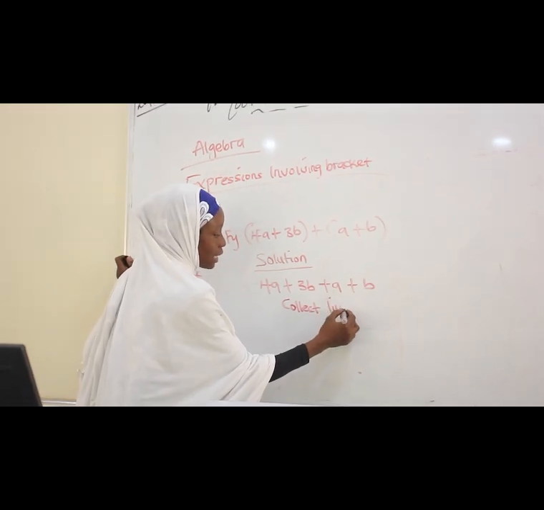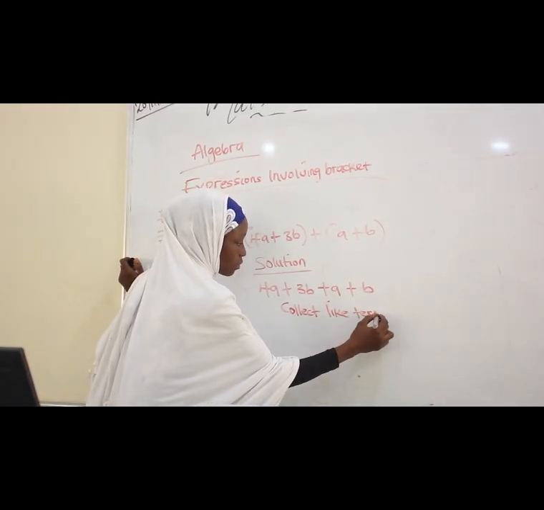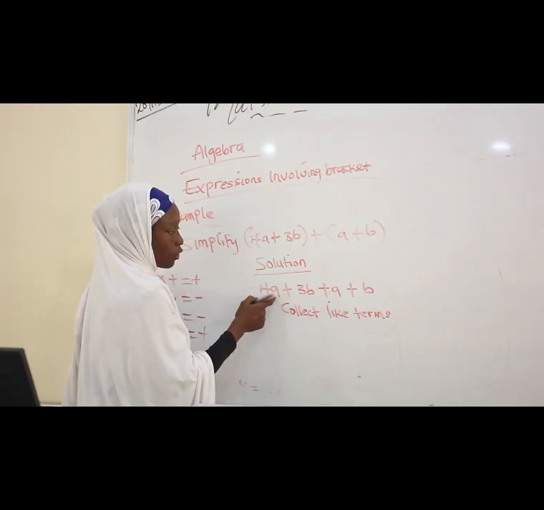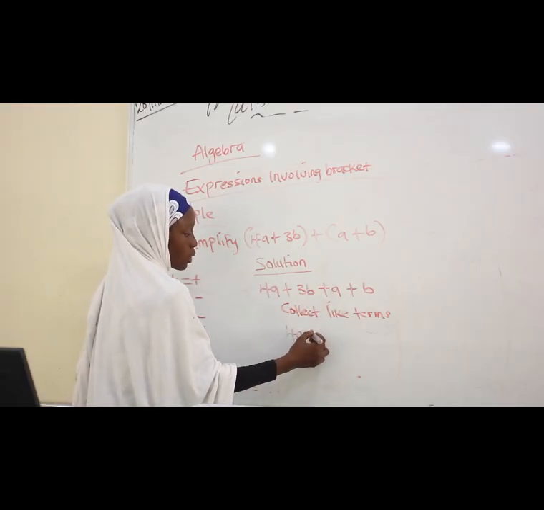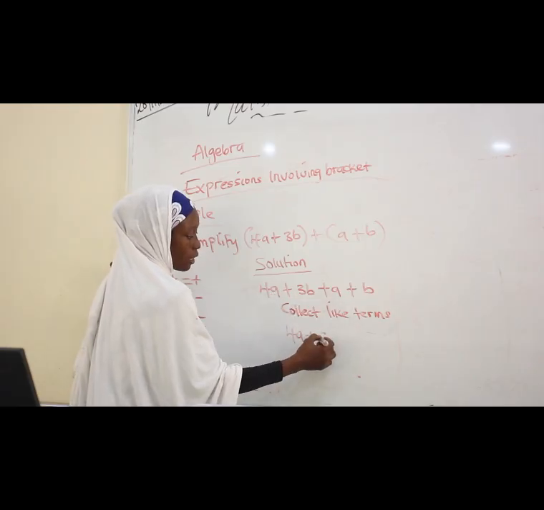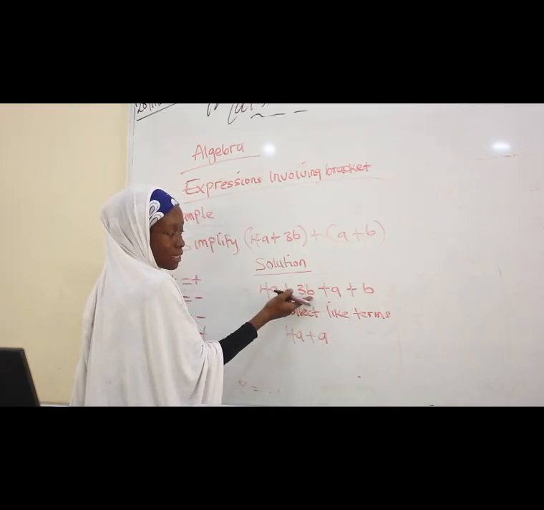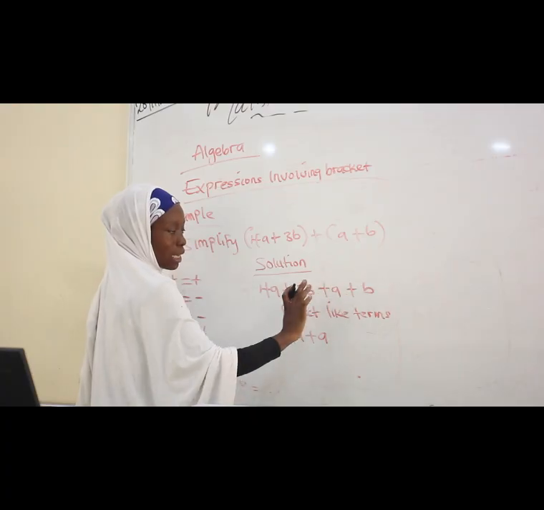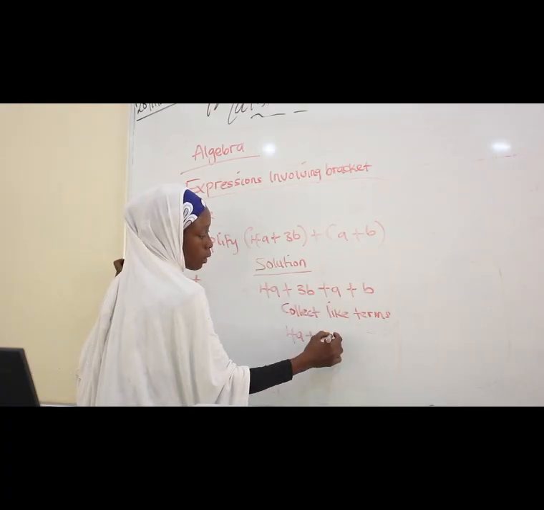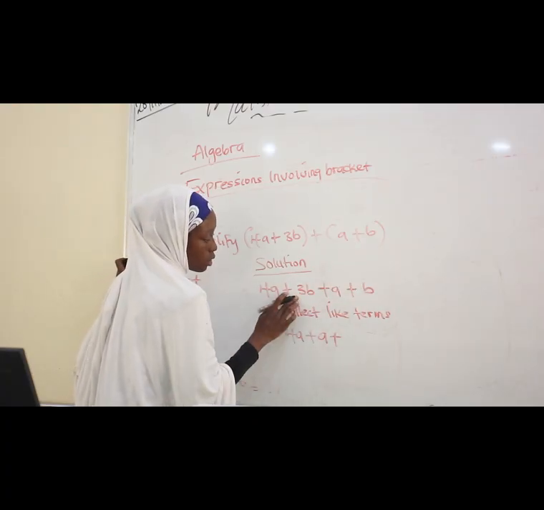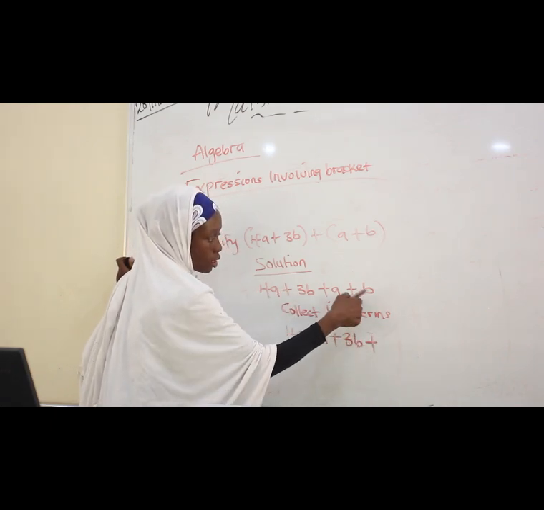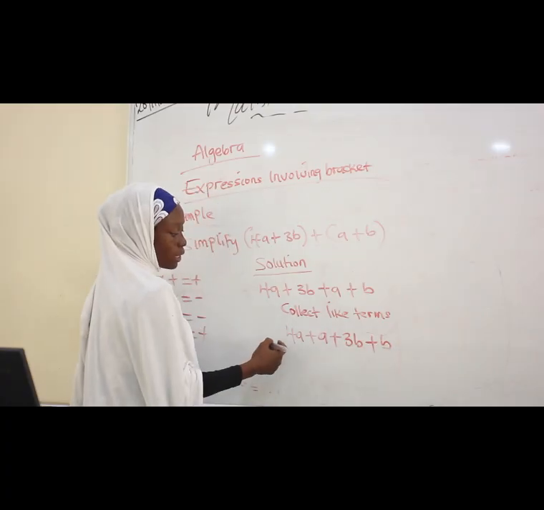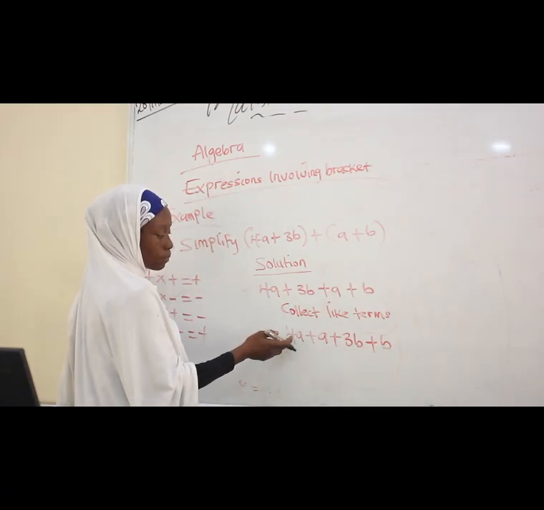You collect like terms. We are having 4a, then we are having a. They are like terms, right? So we have 4a plus a. This 3 is having b, and we are having another b. They are also like terms, so we take them to the other side. Plus 3b plus b.